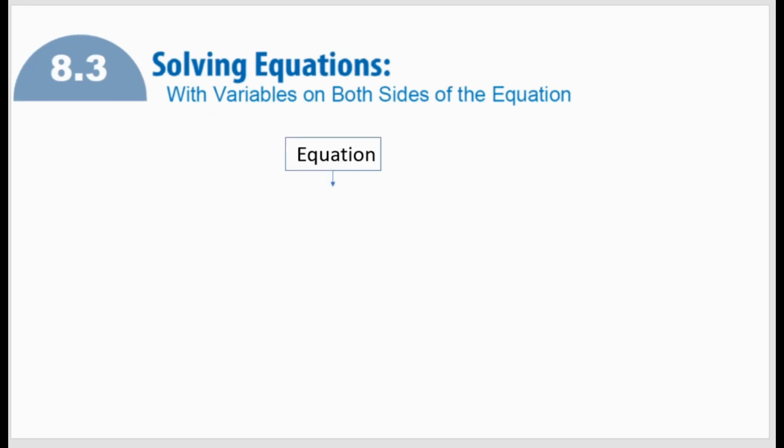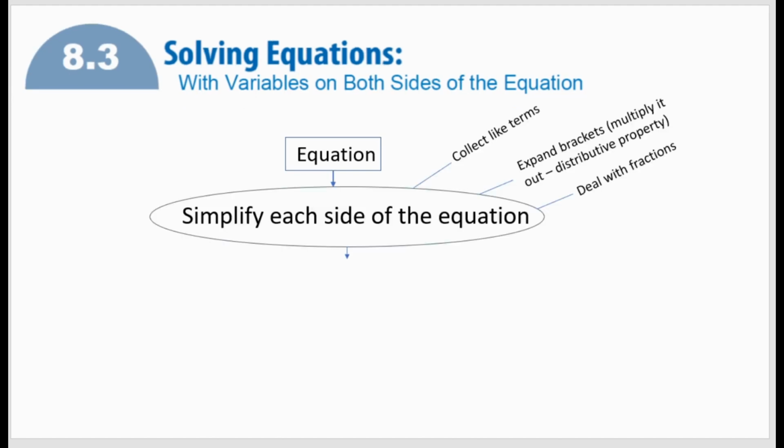Okay, we get an equation that has an equal sign in it. Our next step is going to be looking at simplifying each side of the equation. For right now, collecting like terms is probably about the only thing that we're going to have to do in this step. We will add the other steps as we move through this chapter. So we look to see, is there anything on the left side of the equal sign that needs to be collected? Is there anything on the right side that needs to be collected?